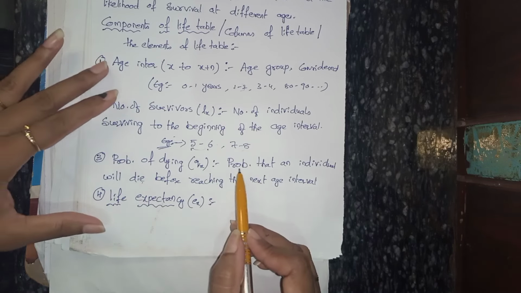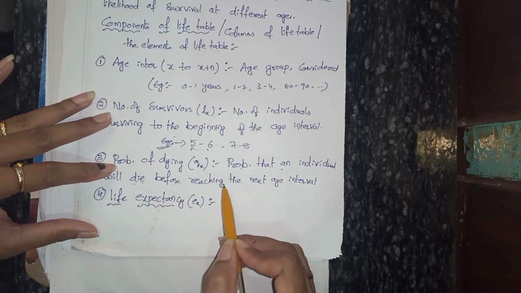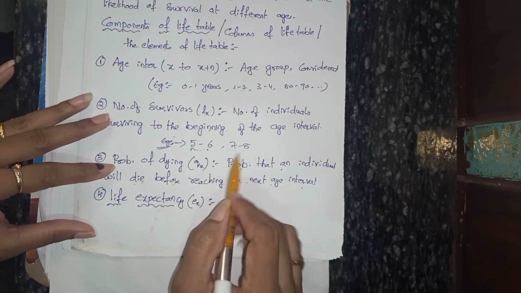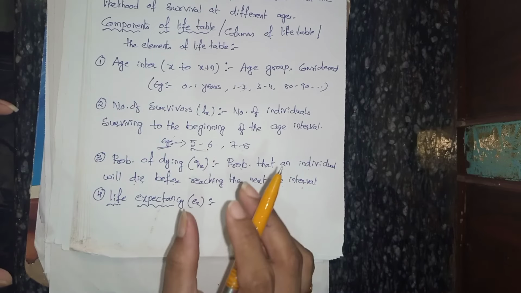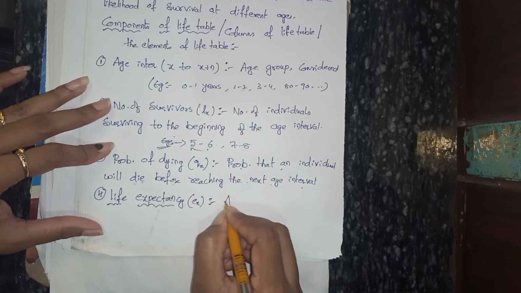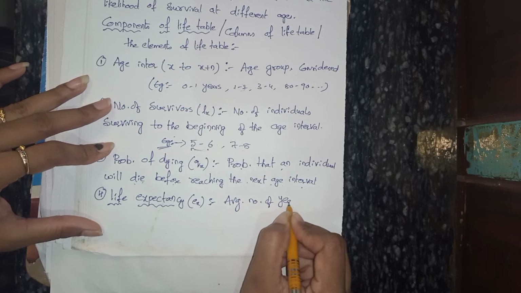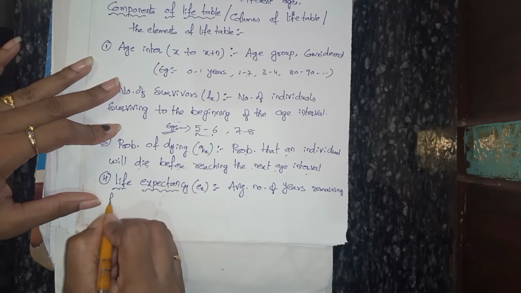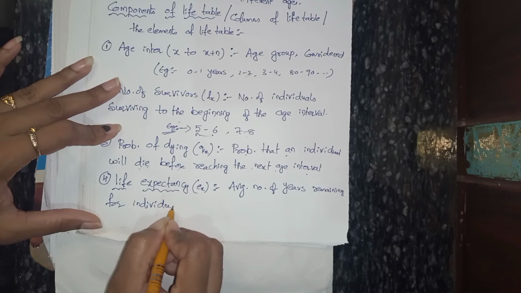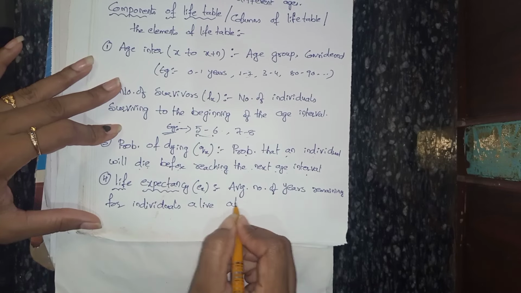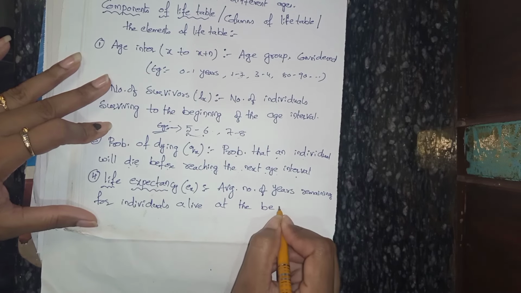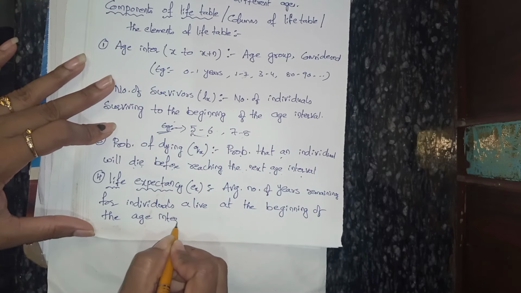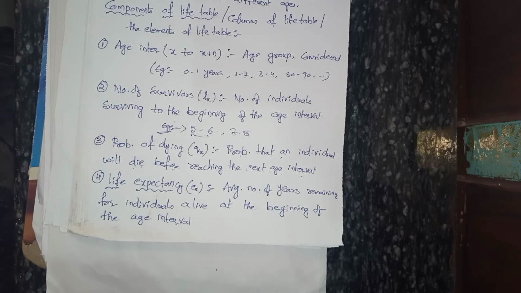So here you properly understand the probability that an individual will die before reaching the next age interval. That means the person who is between 5 to 6 years, if they don't come to 7 years, here they calculate the expected death rate. The average number of years remaining, as I told you, expectancy of living remaining for individuals alive, that means living, at the beginning of the age interval. These are the most important components or columns for the life table.